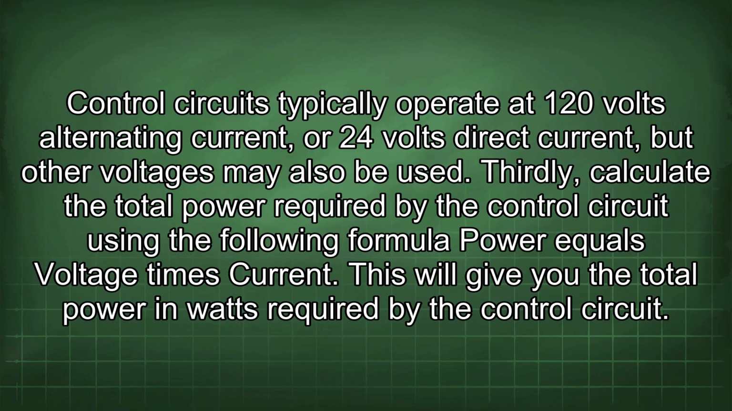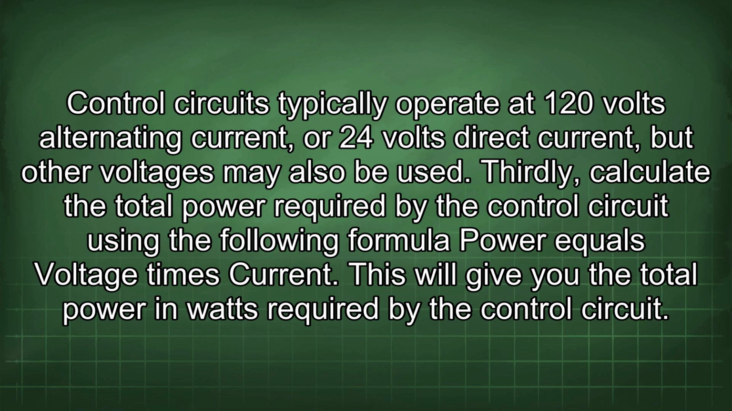Control circuits typically operate at 120 volts alternating current or 24 volts direct current, but other voltages may also be used. Thirdly, calculate the total power required by the control circuit using the following formula: power equals voltage times current.